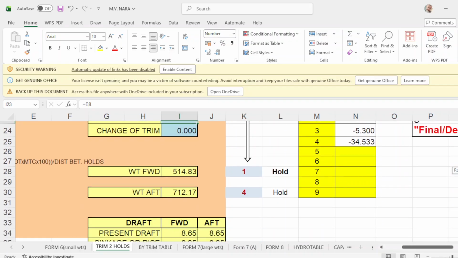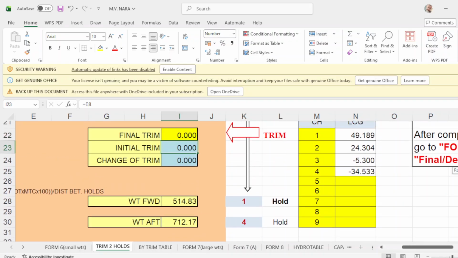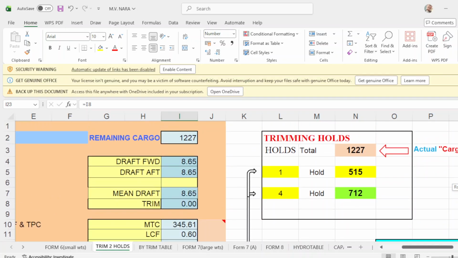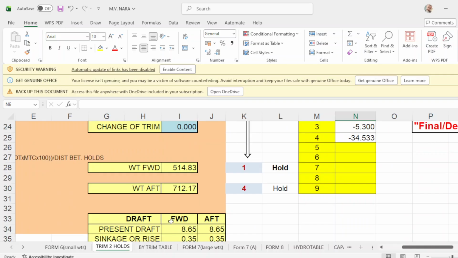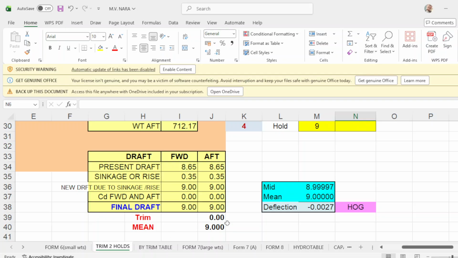And your recommended to load for hold number 1 is 515. So you put 515, okay. Then number 4 should be 712. And your departure draft would be 9 meters even keel. Okay? And your deflection is 0. Mid, this one, equals.